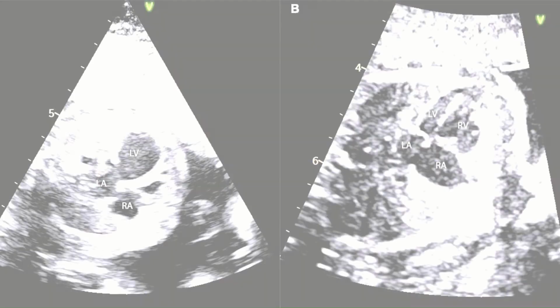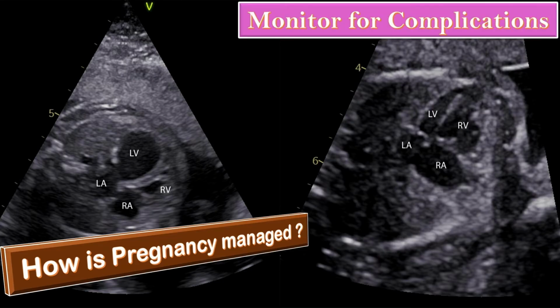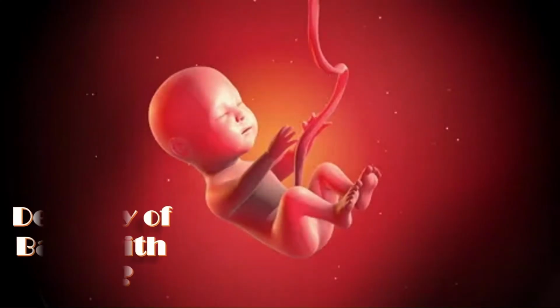How is the pregnancy managed? The pregnancy continues as normal, but the baby is monitored with regular ultrasound scans looking for the complications that may arise as a result of the cardiac abnormality. One of the complications is fetal growth restriction. How is the baby with congenital heart disease delivered?